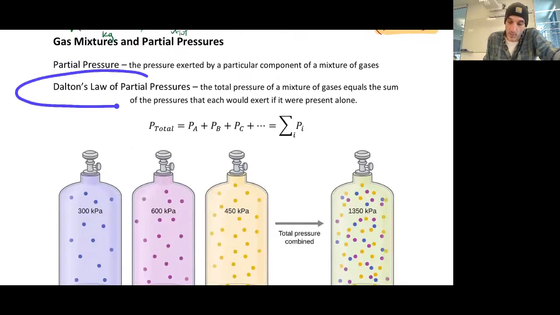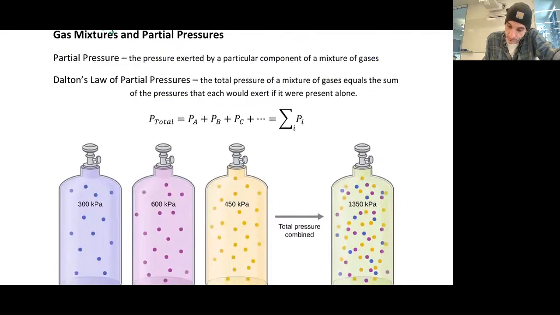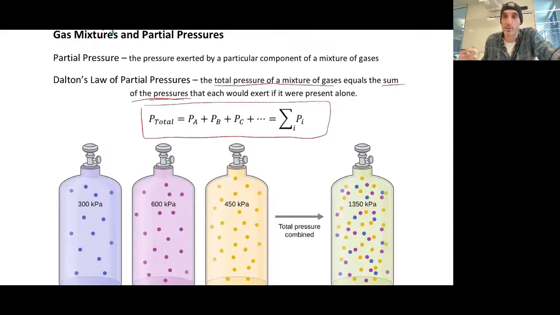Dalton's law of partial pressures basically says the total pressure of the mixture equals the sum of the pressures of all of the components, as if each were alone. So P total is equal to the pressure of A plus the pressure of B. If this were air, the total pressure is the pressure of the nitrogen, plus the pressure of the oxygen, plus the pressure of the CO2, and so on.